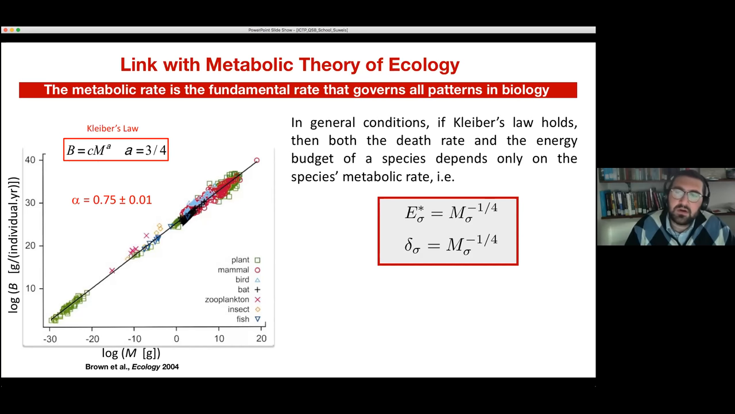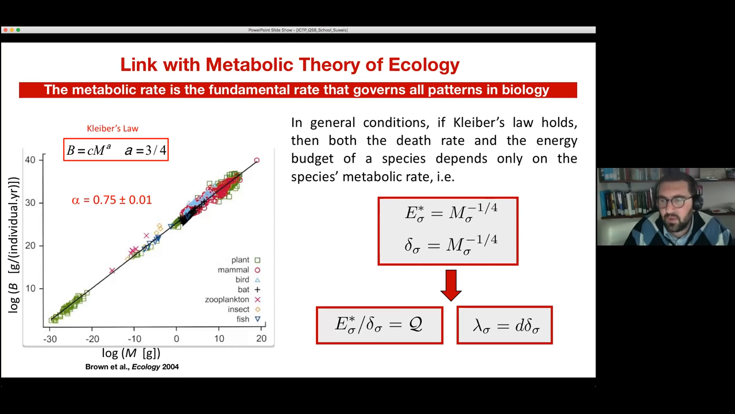Now, in this condition, as a consequence, the ratio between the energy budget and the death rate is species independent. And also the adaptation velocity can be written as a function of the death rate. So this leads everything to only one characteristic scale. This is not mandatory. We can relax this hypothesis, and if you want, you can ask me in the questions what happens if we relax it. But now we are assuming this hypothesis, so in the following we consider that the ratio between the total energy budget and the death rate is species independent.